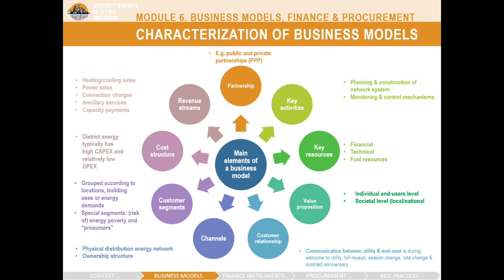Characterization of business models. The business model canvas breaks down the concept of business model into 9 interconnected elements. That is, key partners, key activities, key resources, value proposition, customer relationships, channels, customer segments, cost structure, and revenue streams.